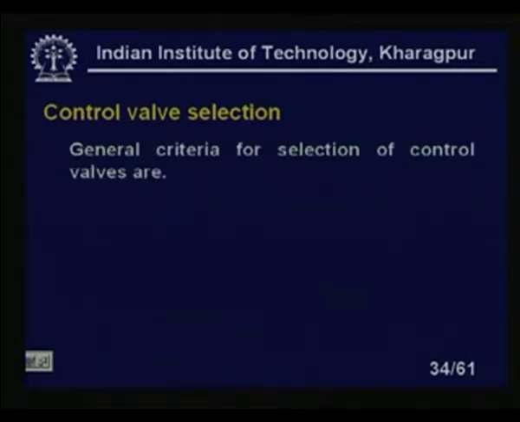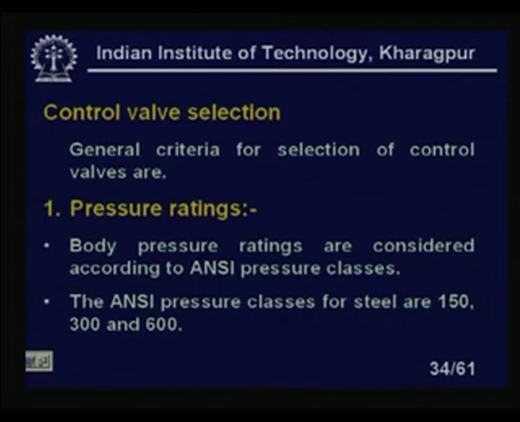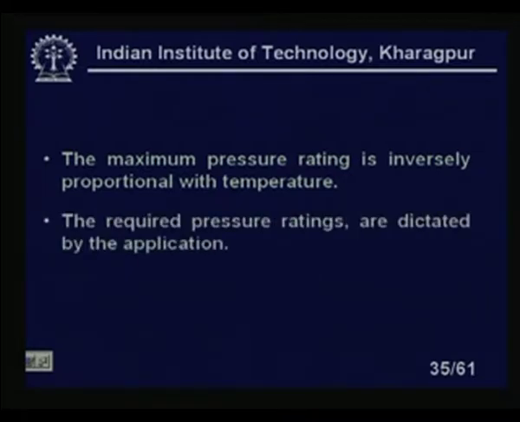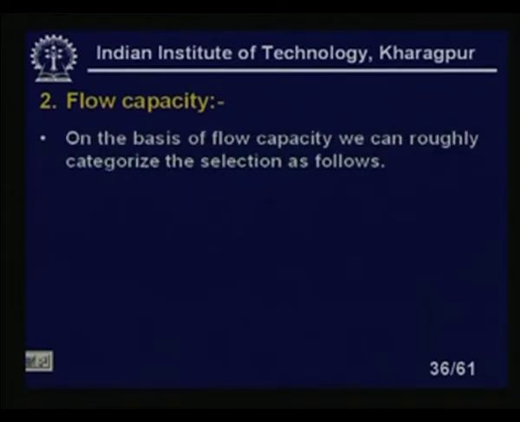Control valve selection. General criteria for selection of control valves are the pressure rating, this is most important. Body pressure ratings are considered according to the ANSI pressure classes. The ANSI pressure classes for steel are 150, 300 and 600. The maximum pressure rating is inversely proportional to the temperature. The required pressure ratings are dictated by the application. Flow capacity or the range of the valve is also important. On the basis of the flow capacity, we can roughly categorize the selection as follows.